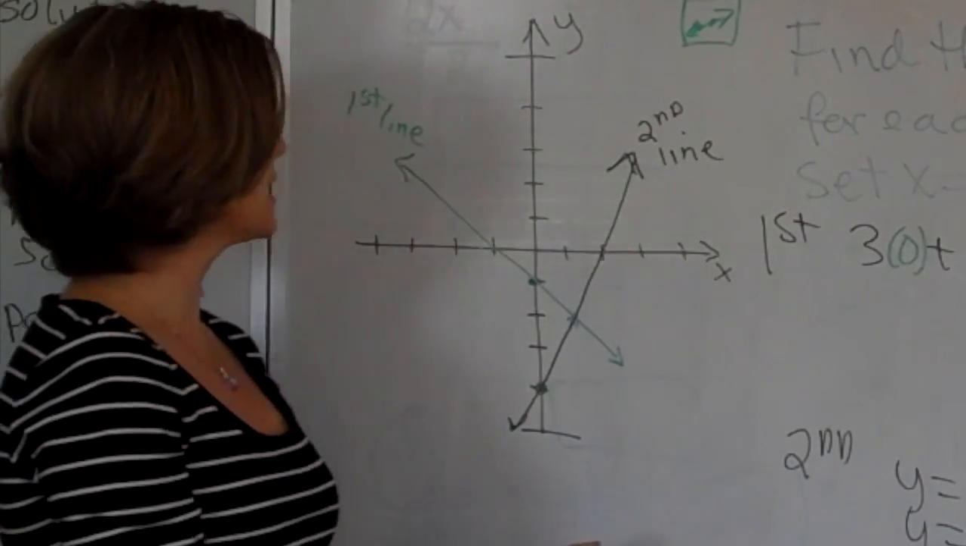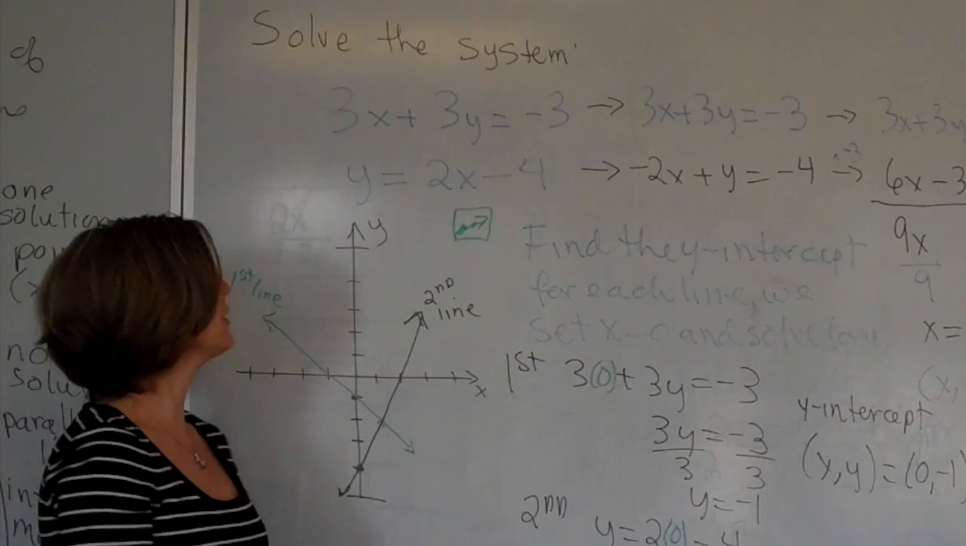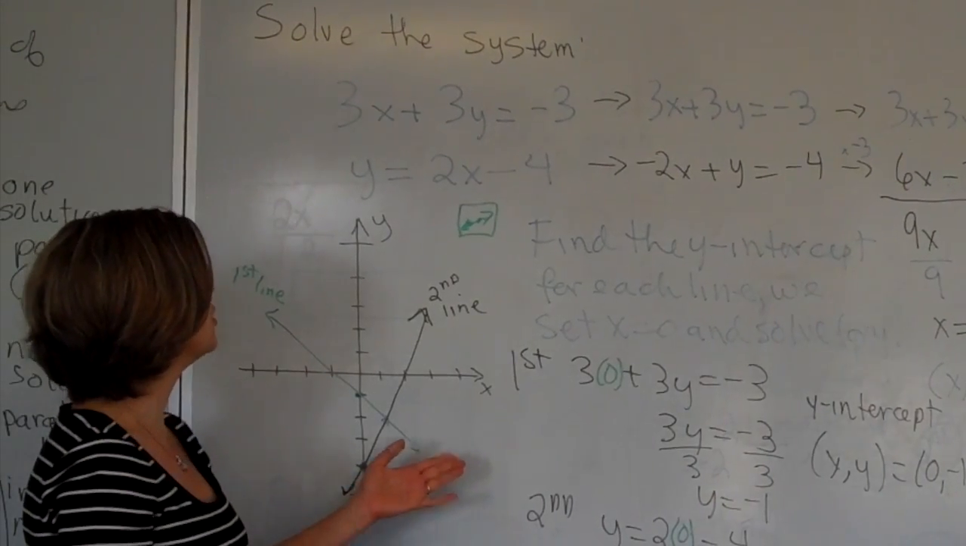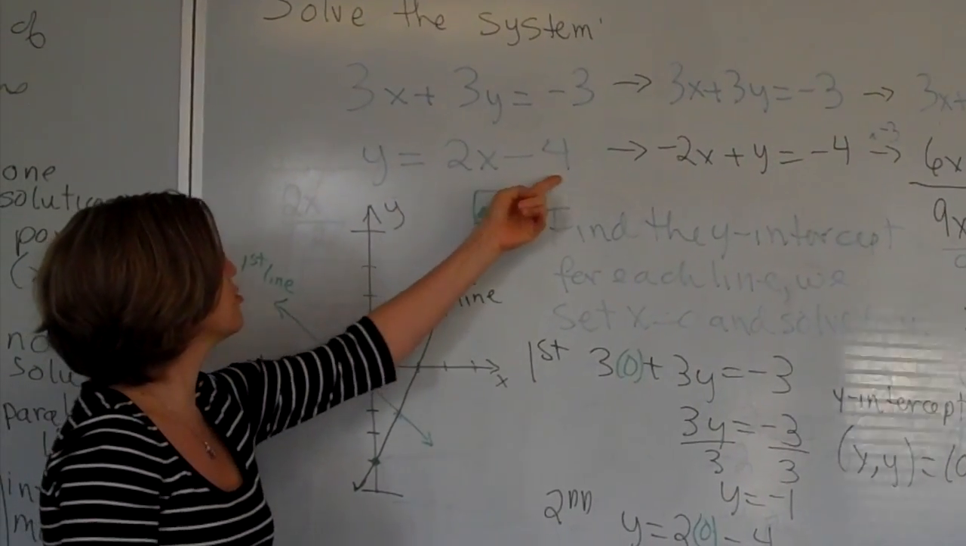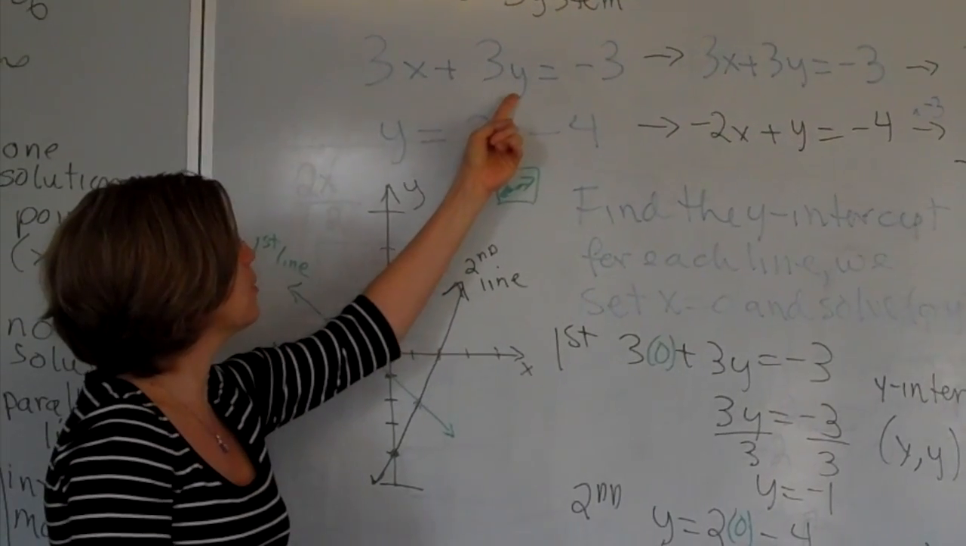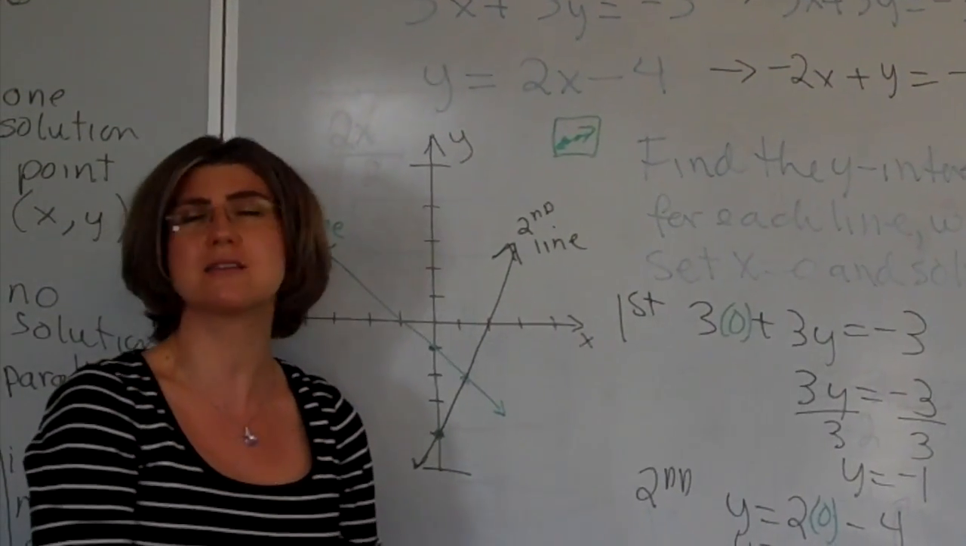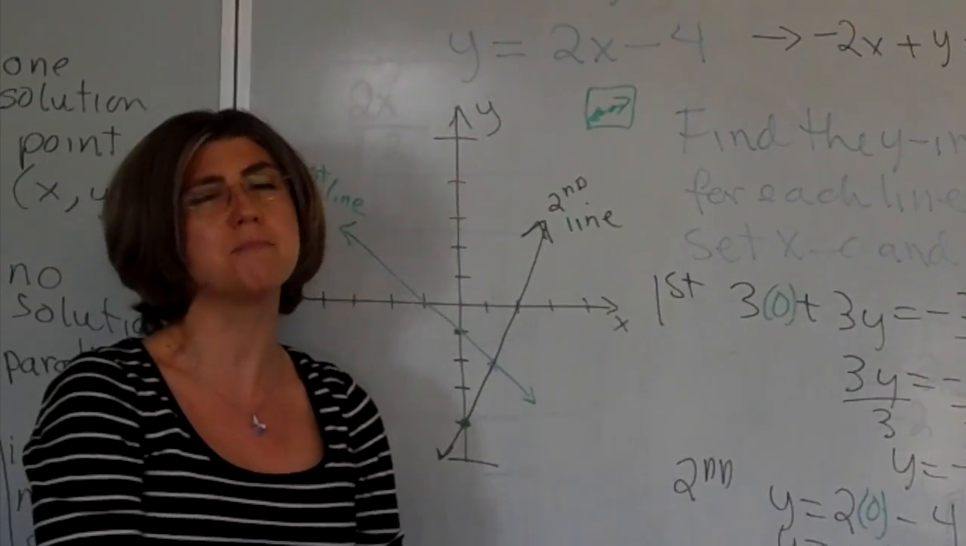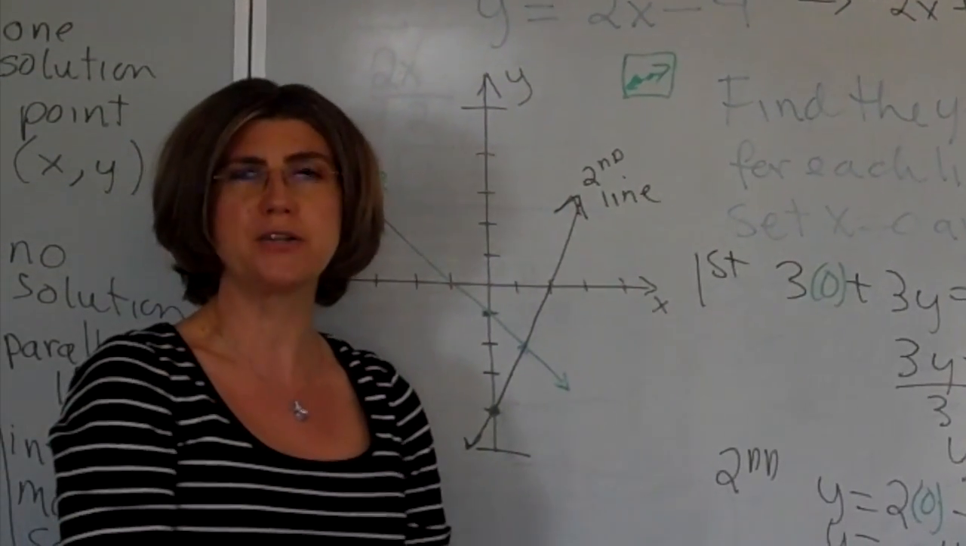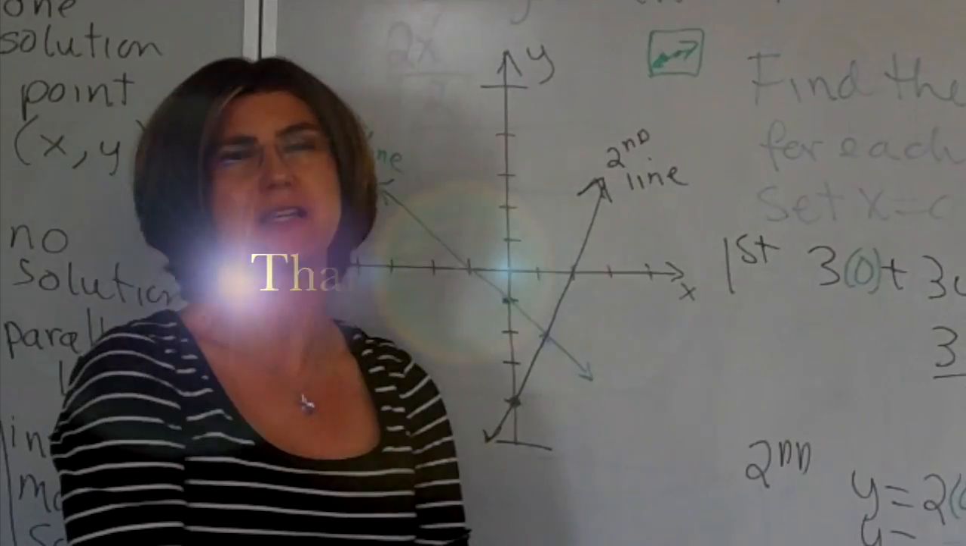Note that you can save a lot of time solving by elimination. Or if you enjoy solving by substitution, you may do that as well. You can take this 2x minus 4, replace the y with it, and simplify this equation. If you do that, you will get the same exact answer. So remember that in math, if you do the same problem by two correct methods, your answers should be identical.